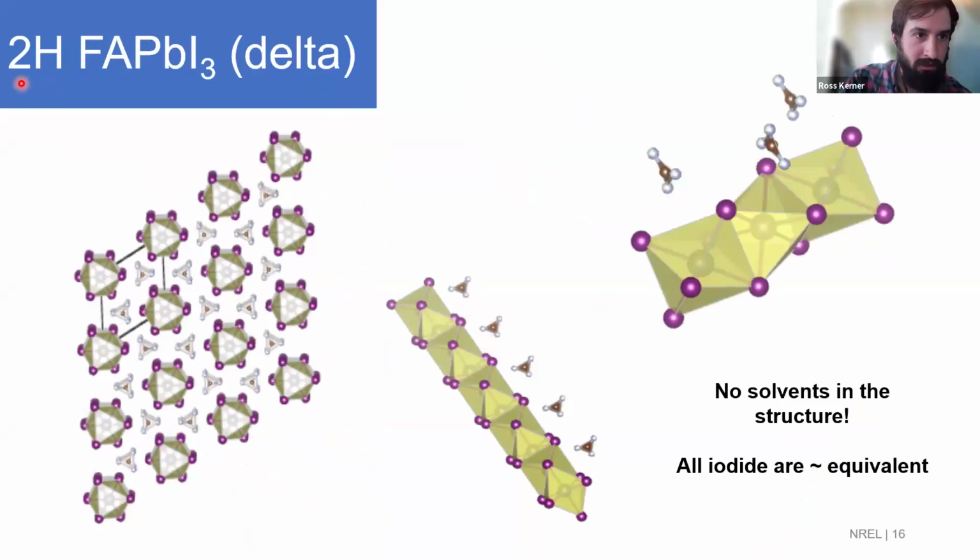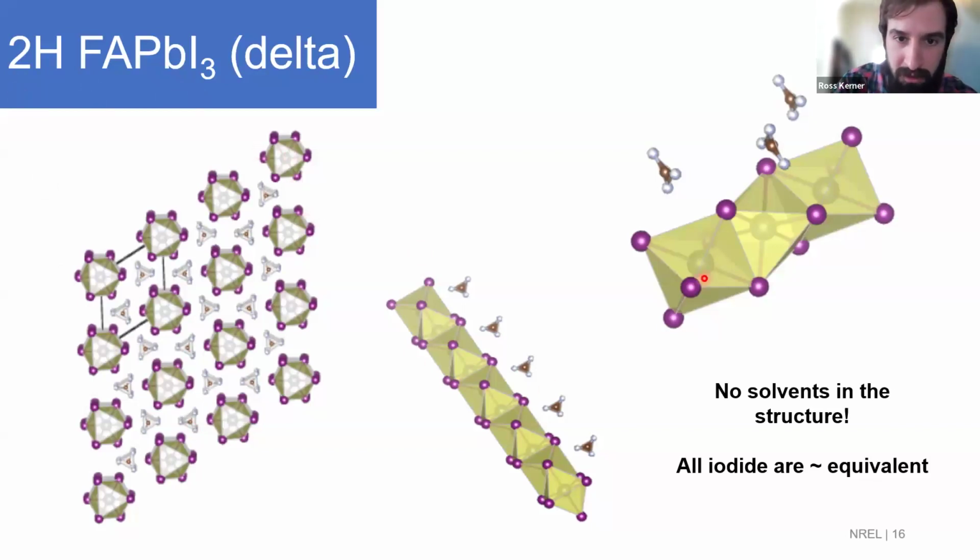The next one is one that is way more commonly talked about. This is the 2H FAPbI3 phase. It used to be called delta all the time, and now people are shifting to the 2H for hexagonal packing terminology. And I think the main driver for that is because there's also other delta phases that don't share any resemblance to this structure. So 2H is just kind of an added specificity to this type of structure.